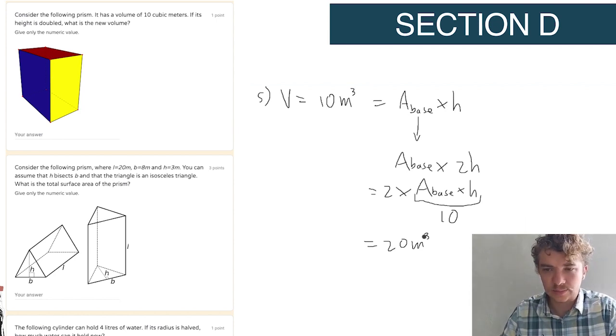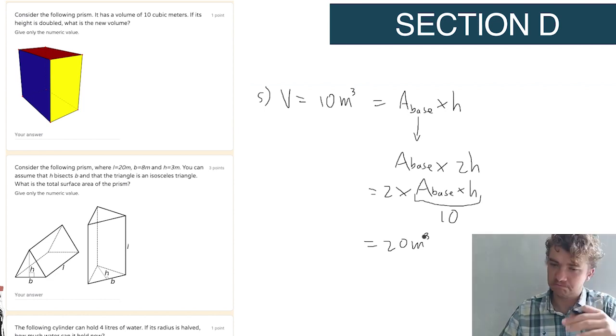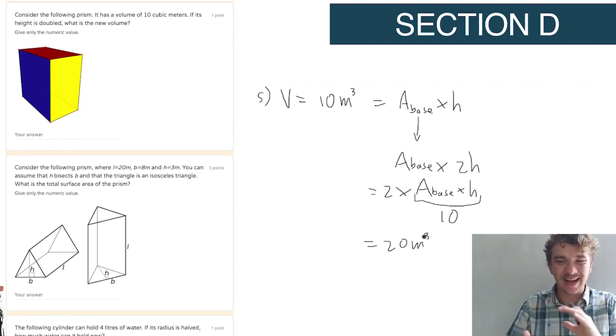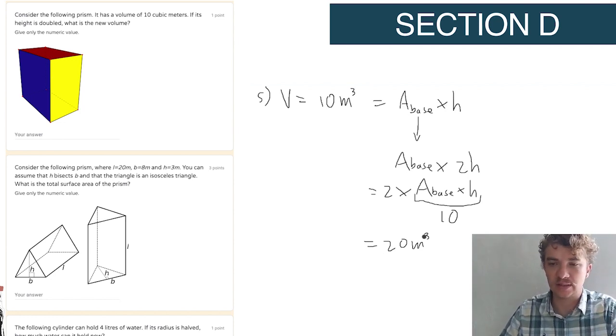Okay, next question. Consider the following prism, where L is equal to 20 meters, B is equal to 8 meters, and H is equal to 3 meters. You can assume that H bisects B and that the triangle is an isosceles triangle. What is the total surface area of the prism? Okay, so this prism over here, the total surface area is obviously the areas on the outside, all of them. So if you count the faces, you see that there are 3 rectangles and 2 triangles. Okay, so make sure you see that there are 3 rectangles and 2 triangles, and now we just add these areas.